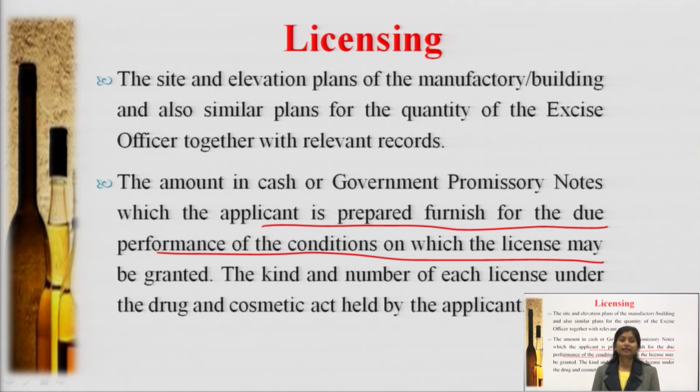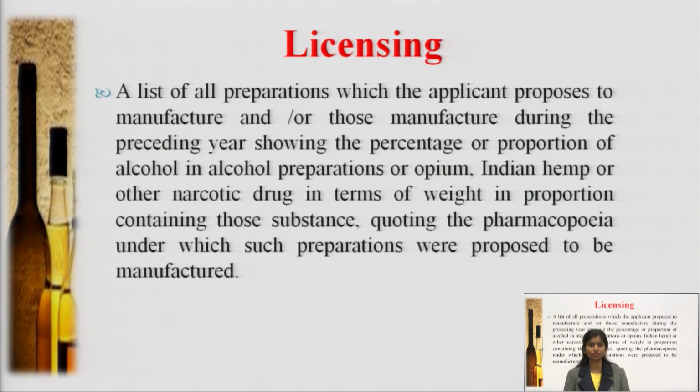So, the kind and the number of each license under the Drugs and Cosmetics Act held by the applicant must be stated. These are a few of the norms that you have to follow while starting your preparations in medicinal and toiletry preparations. A list of all preparations which the applicant possesses to manufacture, and those manufactured during the preceding years containing alcohol, should also be mentioned. The percentage or proportion of alcohol in alcohol preparations, or of opium and Indian hemp, should all be mentioned.